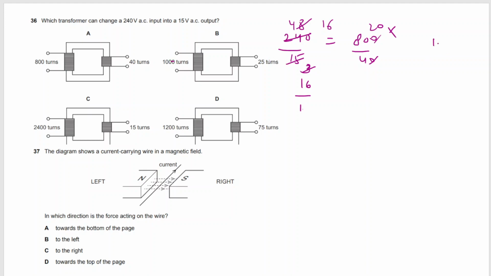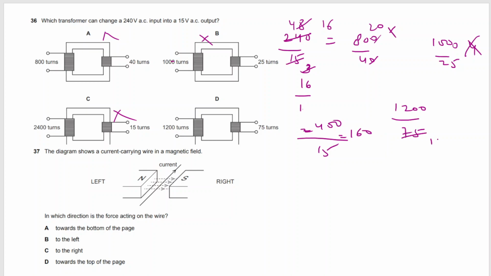1000 upon 25 gives me 40. This cannot be the option. 2400 upon 15 will give me 160. So this cannot be the option. 1200 over 75 gives me exactly the same, 240 is to 15. So the correct answer is D.